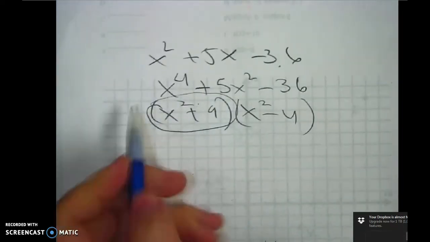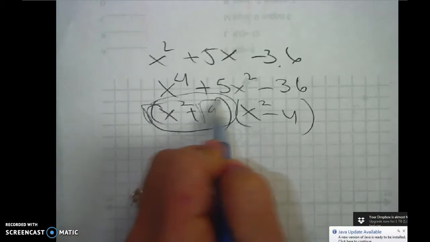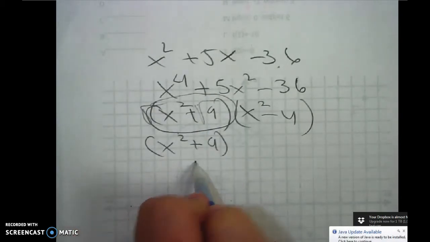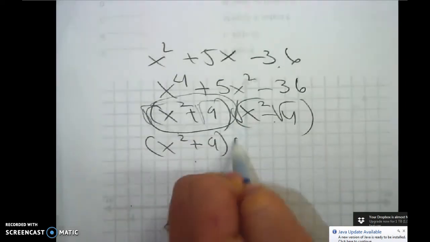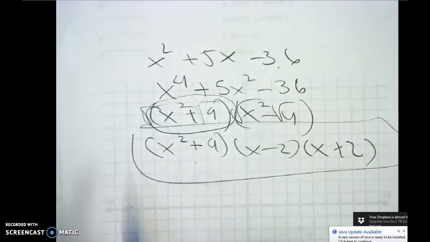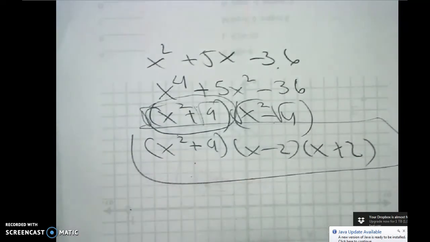Okay, so as I was saying, for this one, you could not square root that, so you would have to keep it because it's plus. But since this is minus, square root, x minus 2, x plus 2. So that would be your answer for factoring. Be aware of that when it comes to these types of problems.